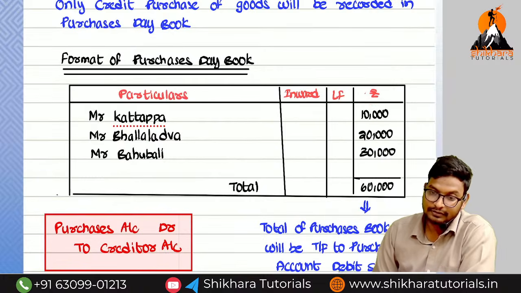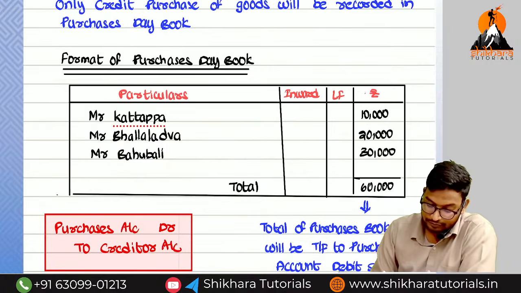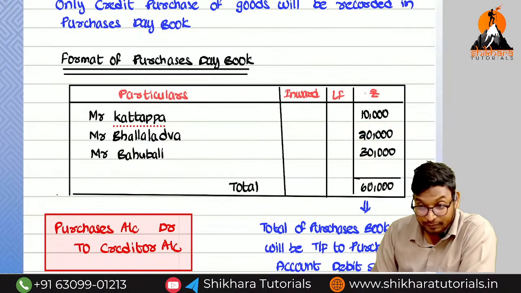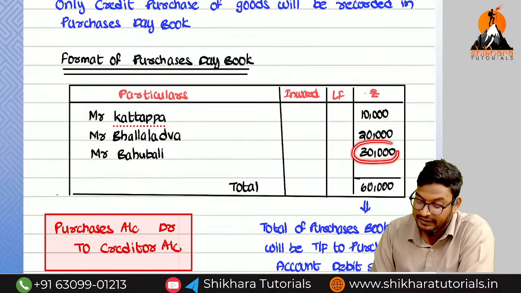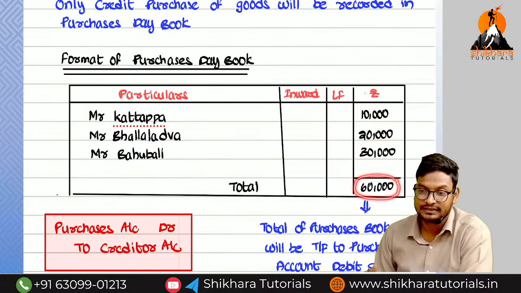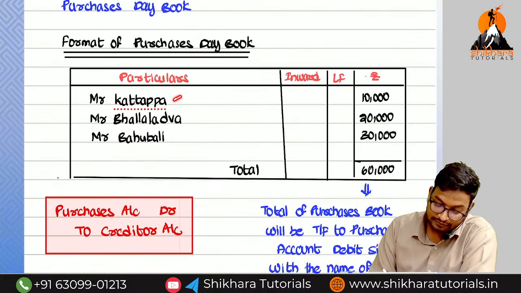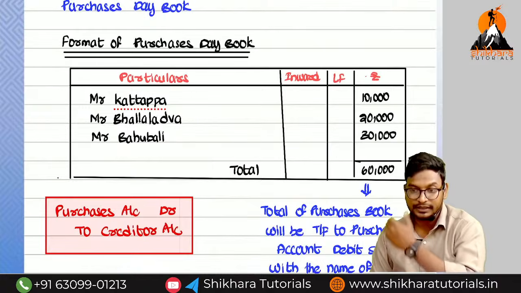Imagine we are going to purchase from Mr. Kattappa, Mr. Ballal Deva and Mr. Bahubali. From Mr. Kattappa we have purchased 10,000 rupees. From Mr. Ballal Deva we have purchased 20,000 rupees. And from Mr. Bahubali I have purchased 30,000 rupees. Totally how much worth of goods have I purchased? 60,000.